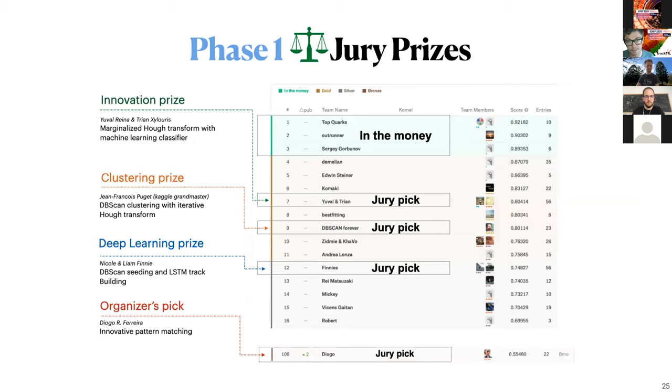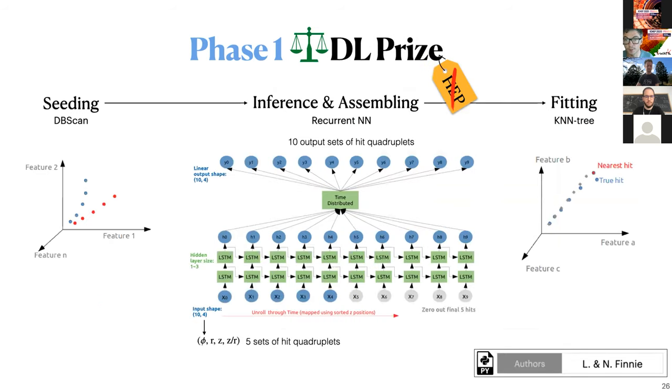Then we had some additional prizes. We gave an innovation prize from the jury. We had the juries assembled together. We had one prize that looked at only clustering solution. We had a deep learning prize and an organizer's pick. And just to give you an idea about the deep learning prize, this was Liam and Nicole Finney, who wrote actually an RNN solution where they trained an RNN by giving five hits which were obtained by simple DBSCAN clustering and then used a recurrent neural network to predict the next five hits, and that gave them the seventh place. But since this was such a unique way to look at it, we decided to award them the deep learning prize.